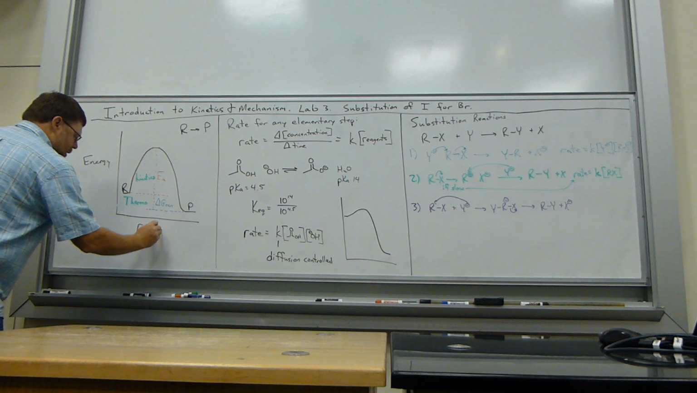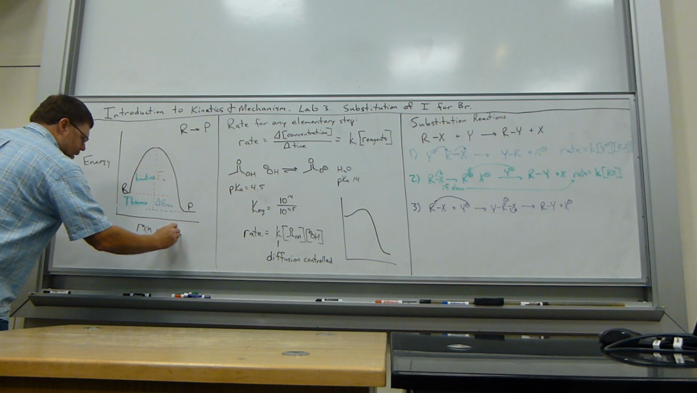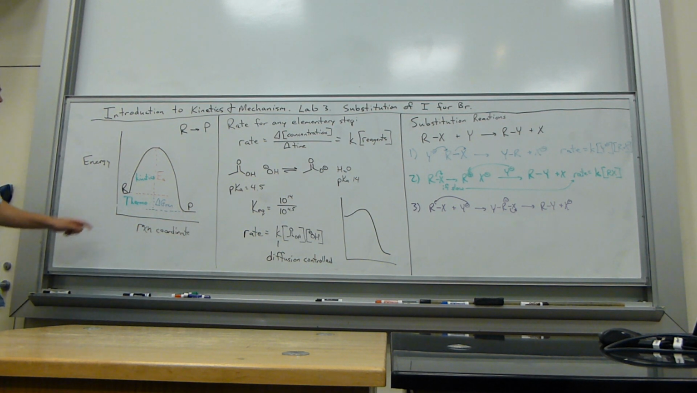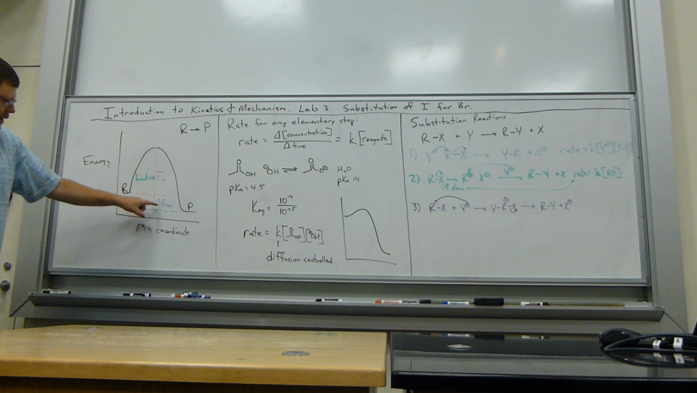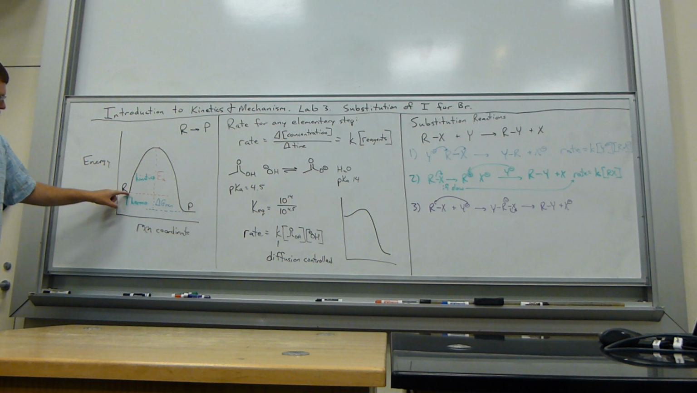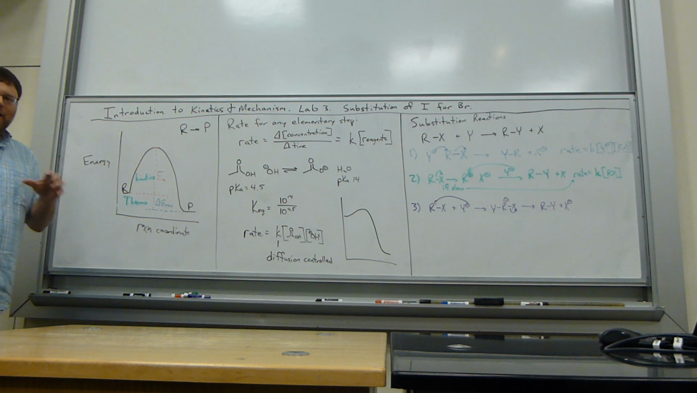Some reaction coordinate, usually a bond length, something like that. We have the reactant going to product. We have a thermodynamic quantity, which is delta G of the reaction. The Gibbs free energy of the reaction is just the difference in energy between the reactants and the products. And we can't really change that. The molecules have their intrinsic energy.